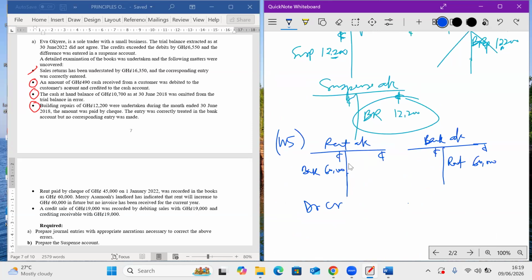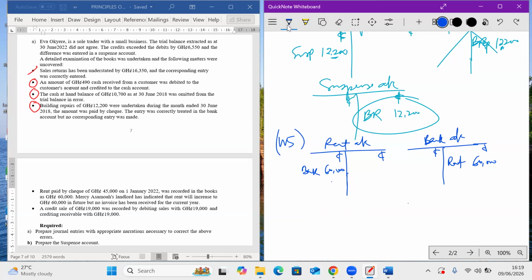So, does the error affect or does not affect? It does not affect. Why? Because the figures are the same, and the double entry has been done. Rent is debited, bank is credited. So they've done a double entry. There's no big deal.